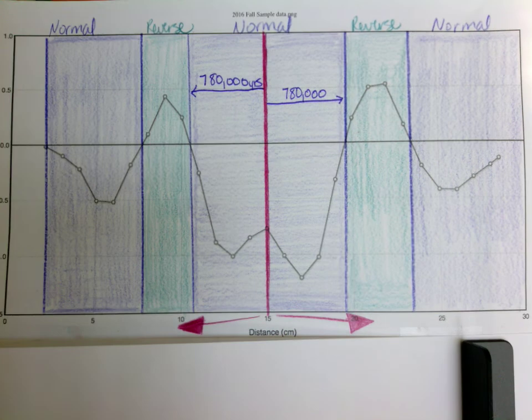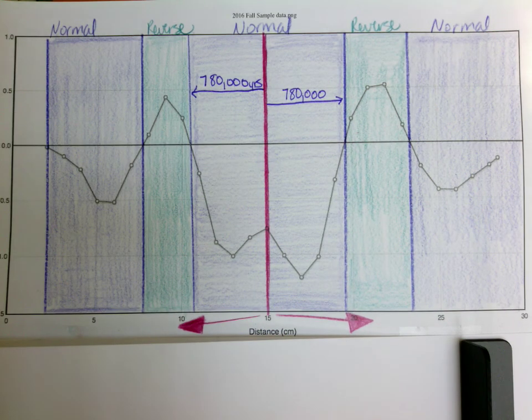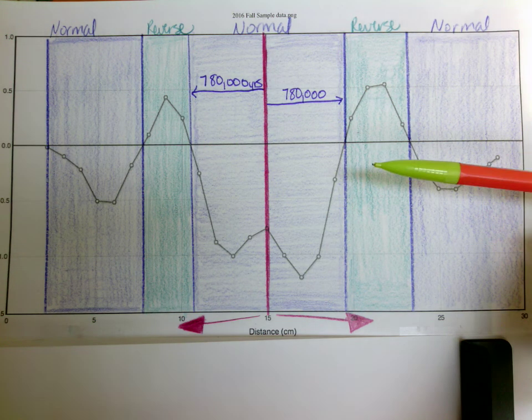Let's talk about problem number 2 on our conclusion questions. It says we have to use our graph to answer the question, and that it is estimated that the last magnetic reversal occurred about 780,000 years ago. So here you can see our data that I've already analyzed and marked up.